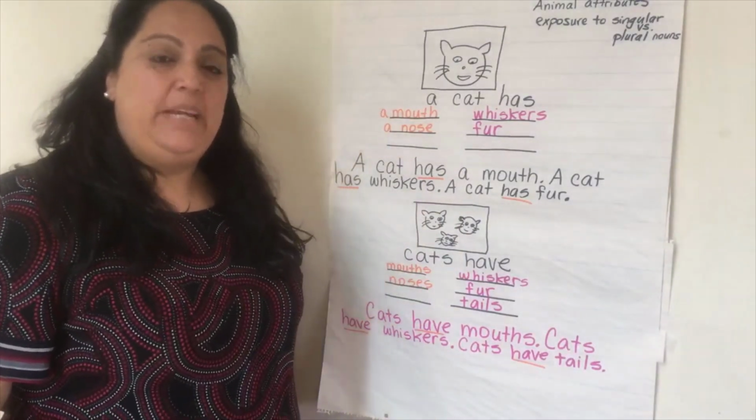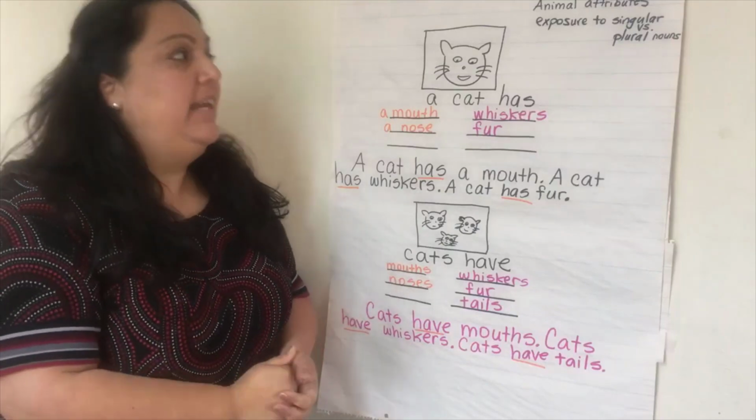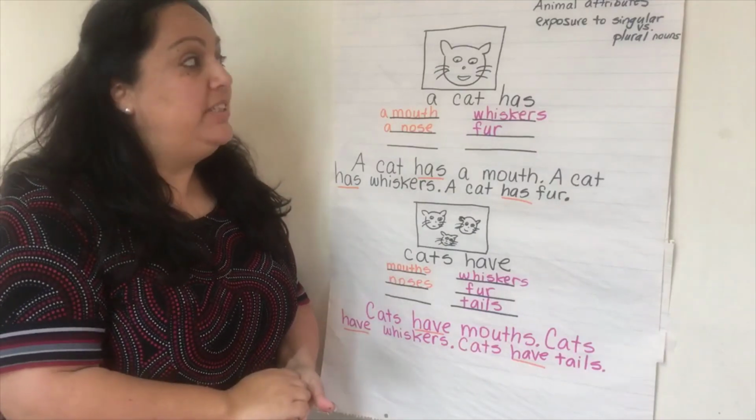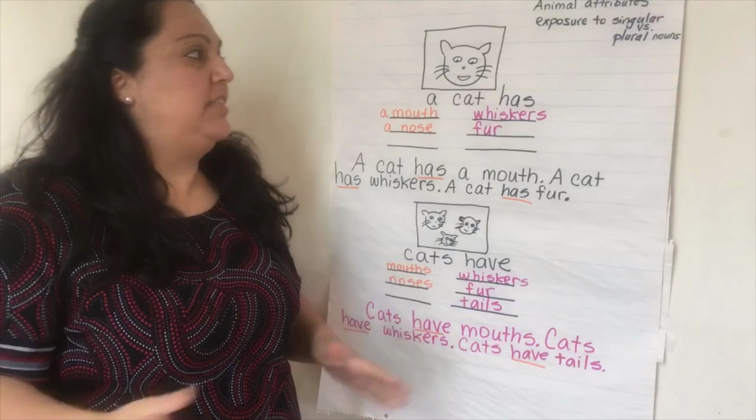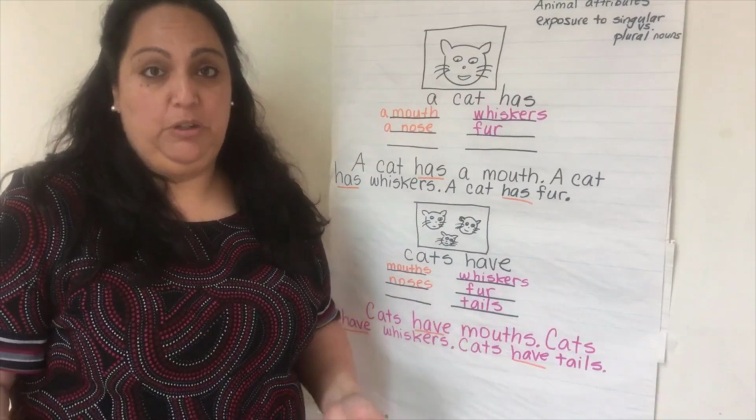Hi again. Today we're going to talk about the verb has versus the verb have, a couple animal attributes, and we're going to have our newcomers have a little exposure to the difference between singular versus plural nouns.